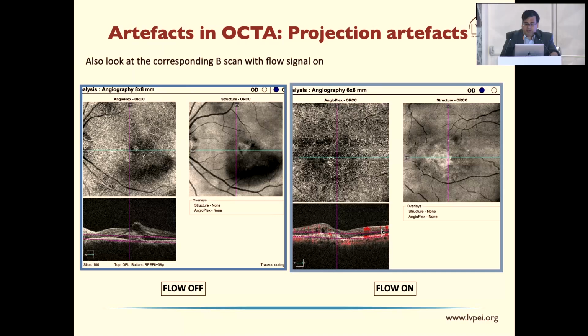So this is a projection artifact from a superficial vessel coming onto the deeper layer, superficial vessel to a deeper layer. But what you see here, where there is no corresponding flow signal on the top, is actually the lesion which you're trying to find.